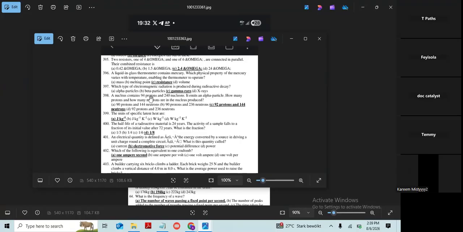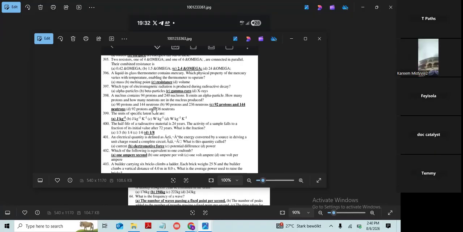Take note. 397. Which type of electromagnetic radiation is produced during radioactive decay? The answer is gamma ray. Gamma ray is an electromagnetic radiation that is produced during decay and is very dangerous. The unit of specific latent heat capacity is joule per kilogram. That's what we call specific latent heat: the amount of heat to change the state of a substance from one form to another.